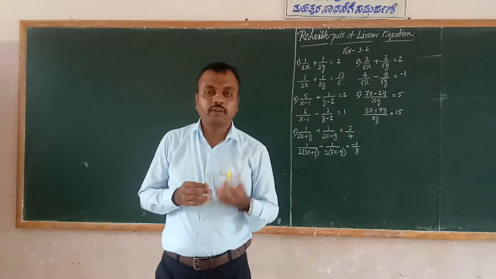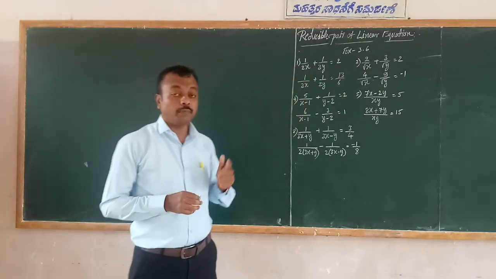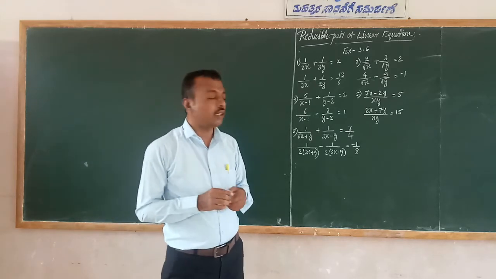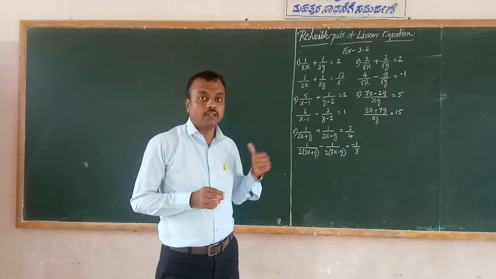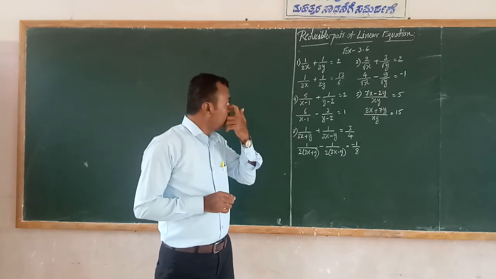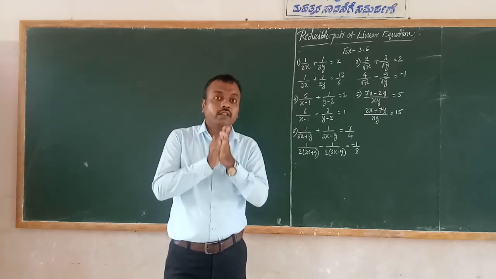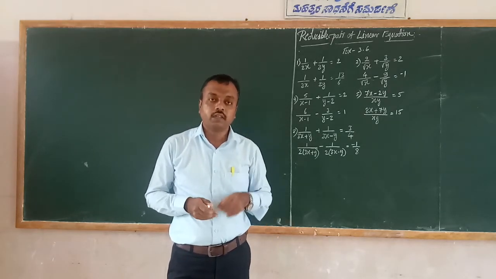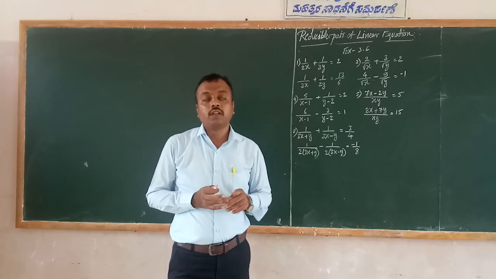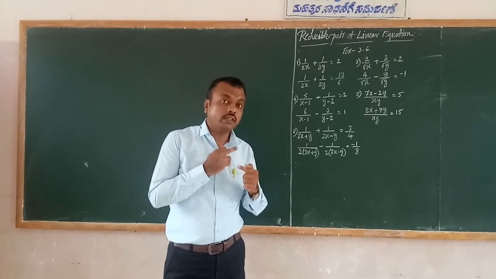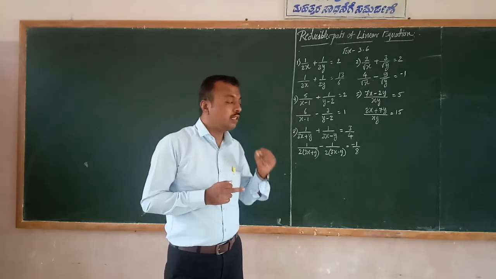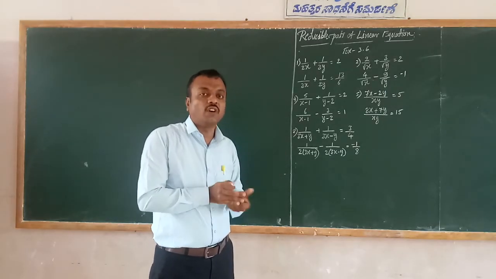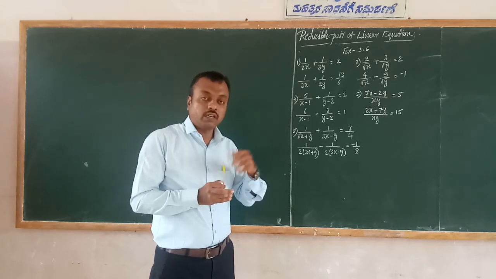Dear students, in the previous classes we were discussing exercise 3.5. Today we are going to discuss the reducible pair of linear equations, exercise 3.6. In the previous questions, the pair of linear equations in two variables was given directly in the general form. But here they are not given in the general form; we have to reduce these equations to the general form, then we can get the solutions.